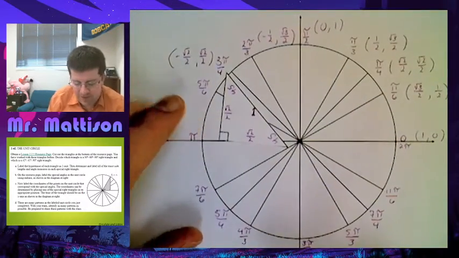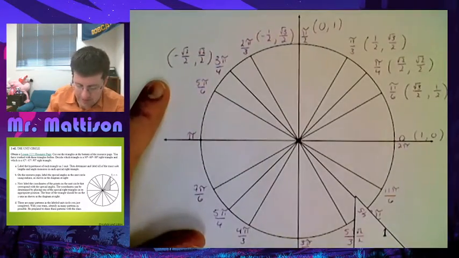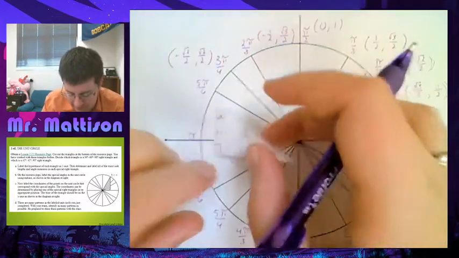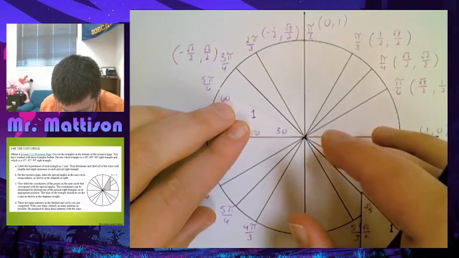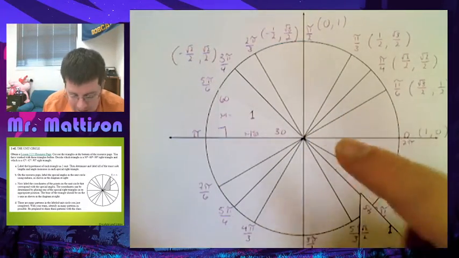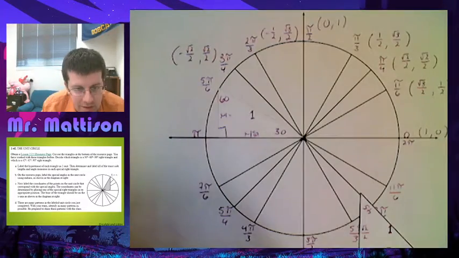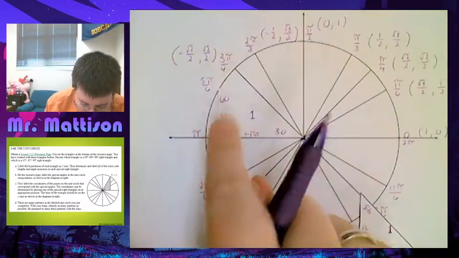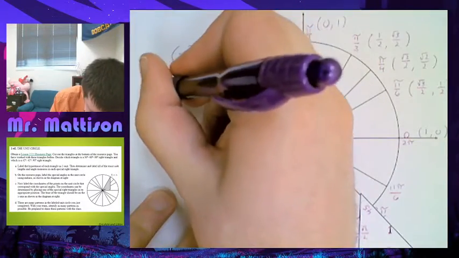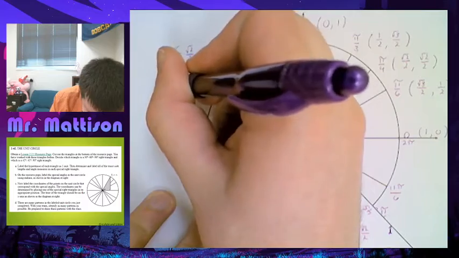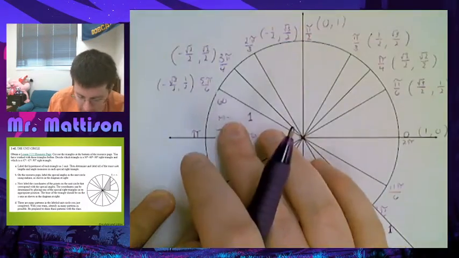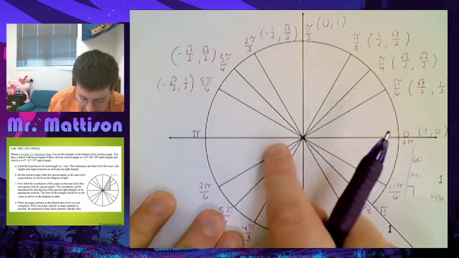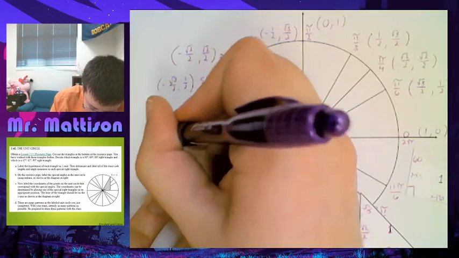There's that point. And then for this one, I want my 30, 60, 90. I'll do a little bit of flipping that over, and it'll look like that. Okay, so that's going to be negative rad 3 over 2, and then up 1/2. And then over here, this is at -1, 0.